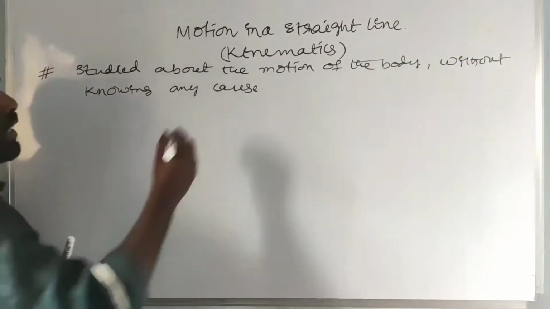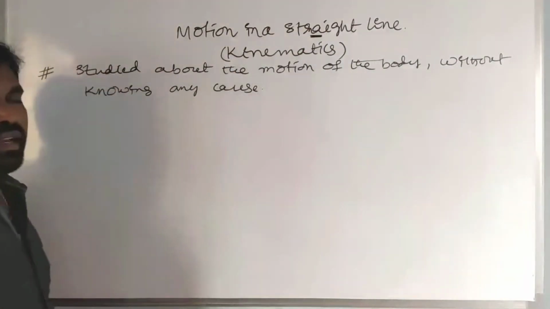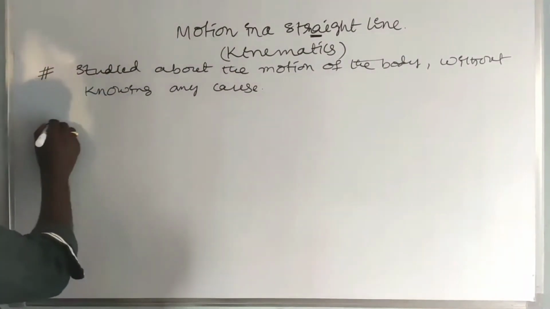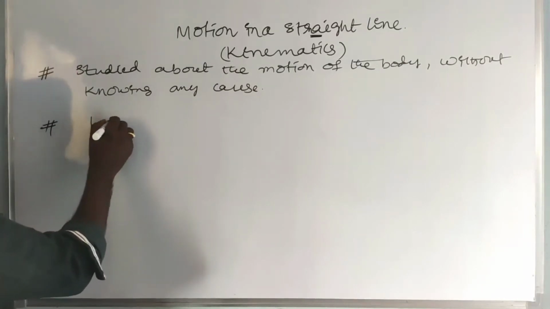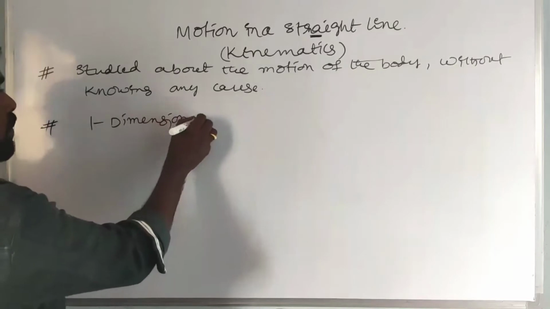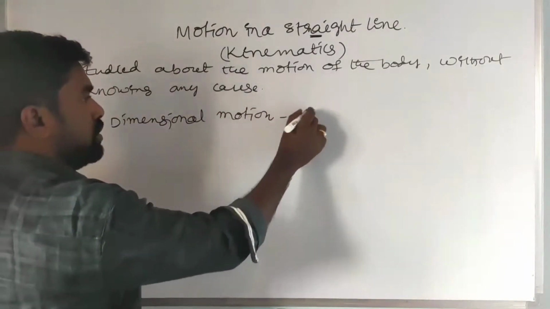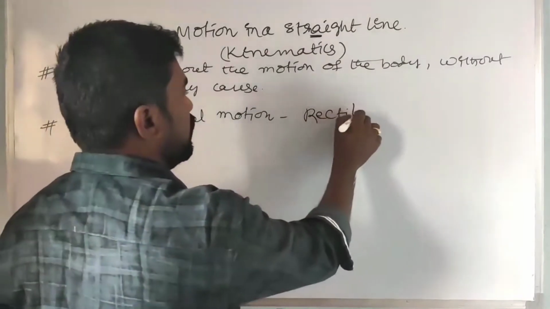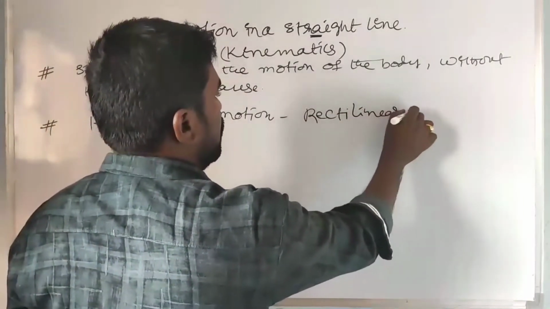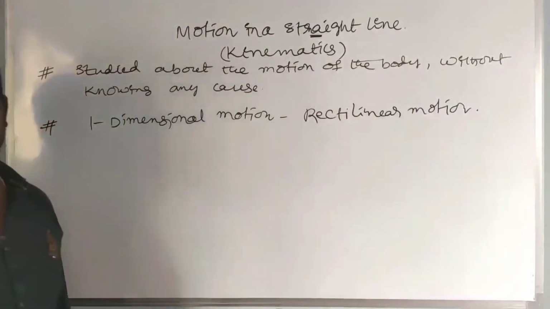So motion in a straight line, if your body moves in a straight line, that is nothing but one dimensional motion. This one dimensional motion is also known as rectilinear motion.